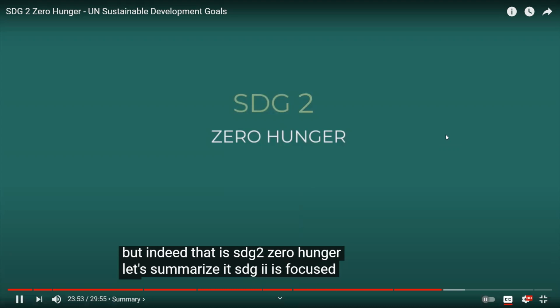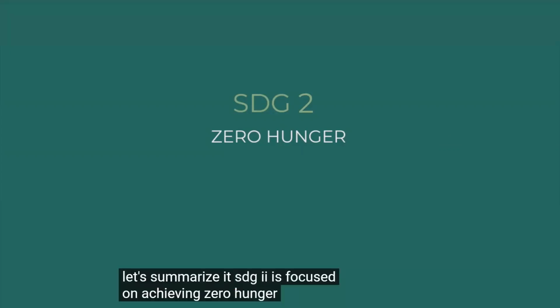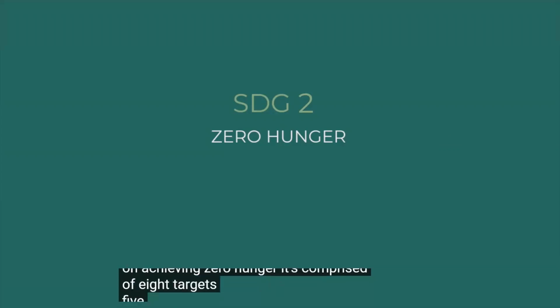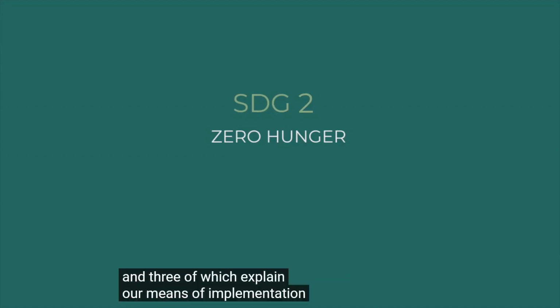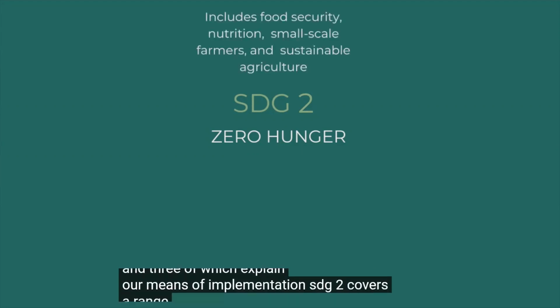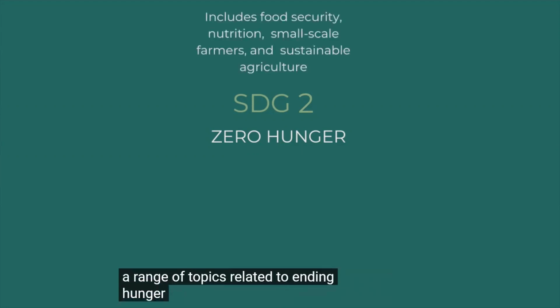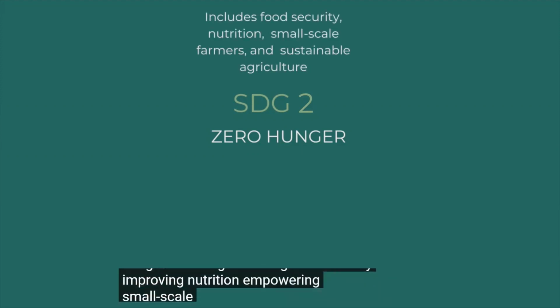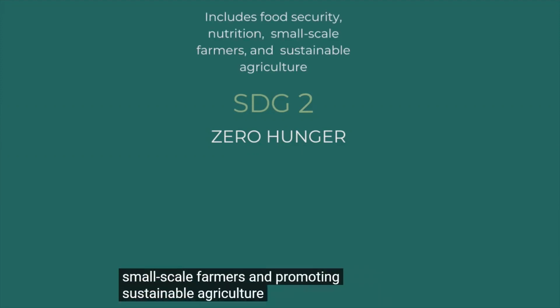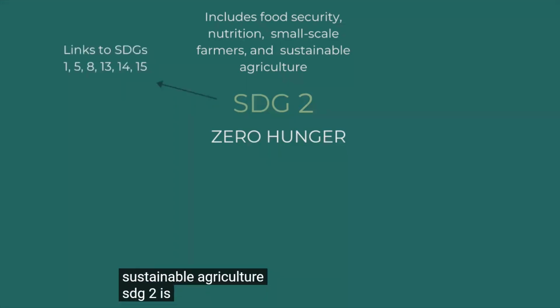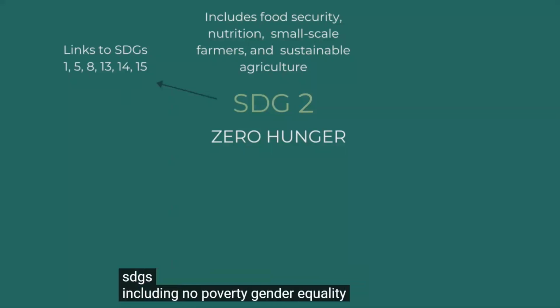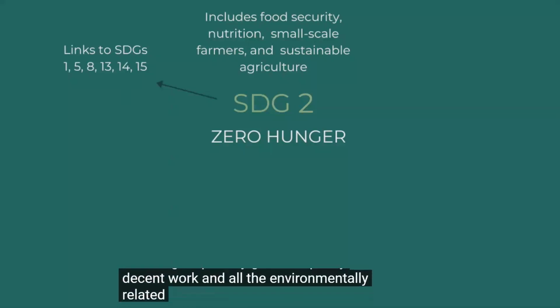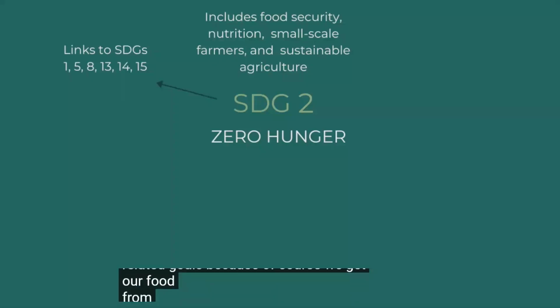SDG2 is focused on achieving zero hunger. It's comprised of 8 targets, 5 of which explain the substantive and 3 of which explain our means of implementation. SDG2 covers a range of topics related to ending hunger, including achieving food security, improving nutrition, empowering small-scale farmers, and promoting sustainable agriculture. SDG2 is closely linked with many other SDGs, including no poverty, gender equality, decent work, and all the environmentally related goals because, of course, we get our food from nature.